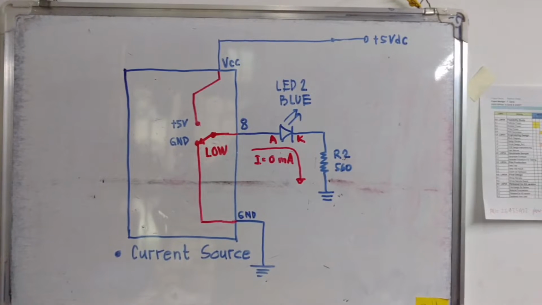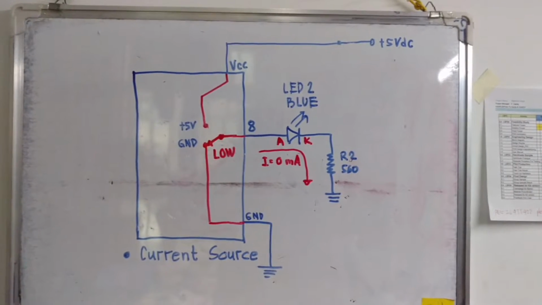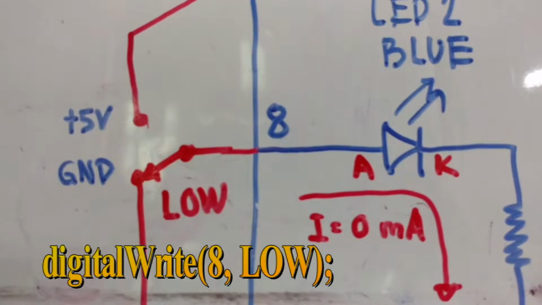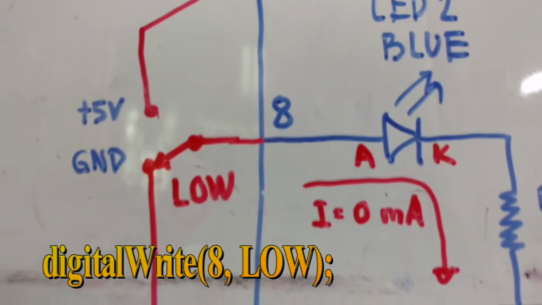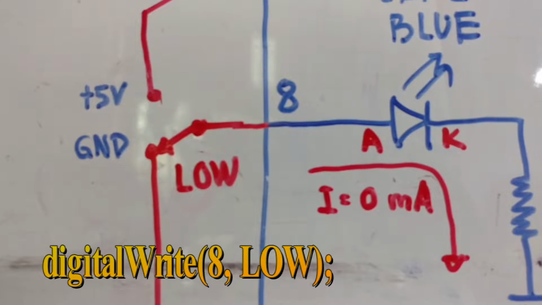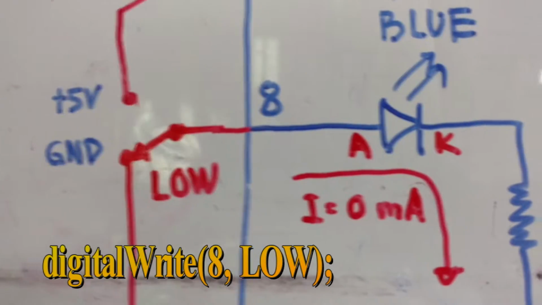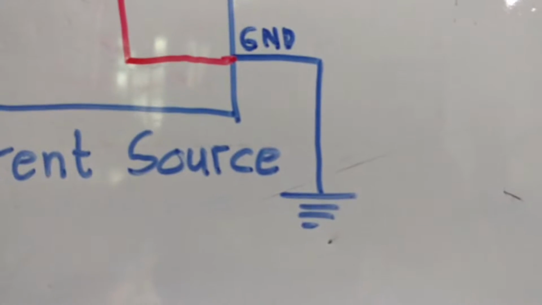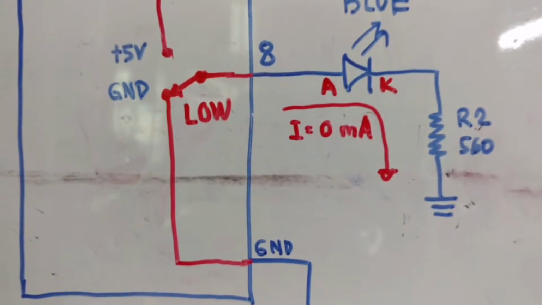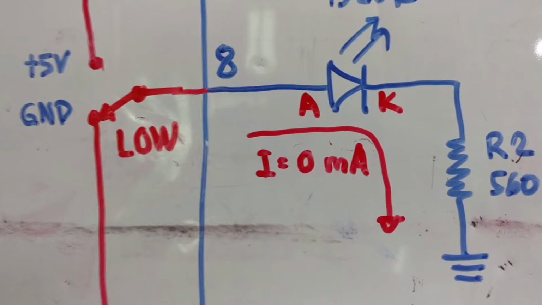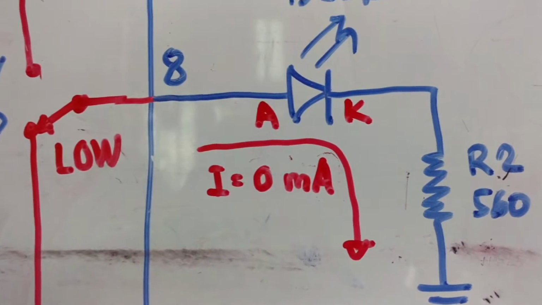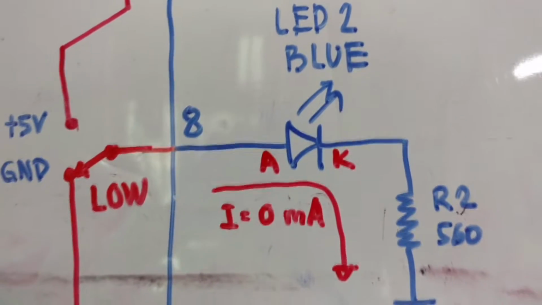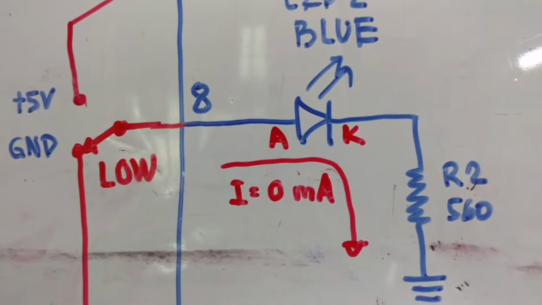What will happen if we wrongly instruct the microcontroller to go low? See at pin 8, when we instruct the microcontroller using digitalWrite at pin 8 low, then the anode is basically at GND. That means to say that the anode is basically the same as the cathode. Therefore, the LED will not light up and the current flow is 0.